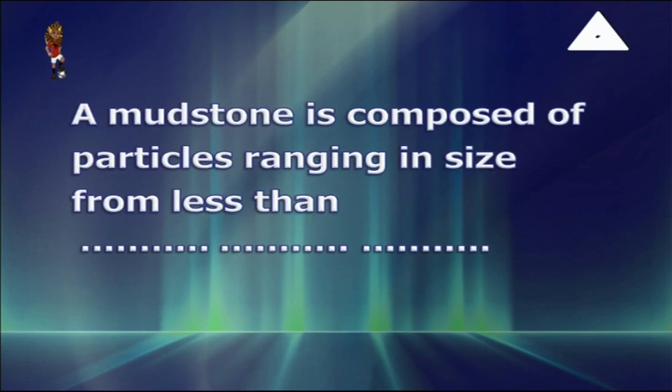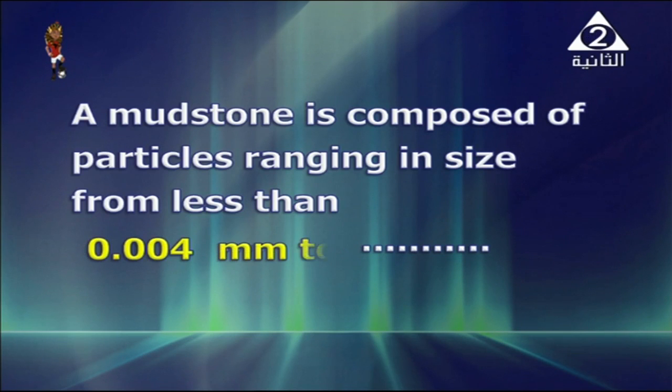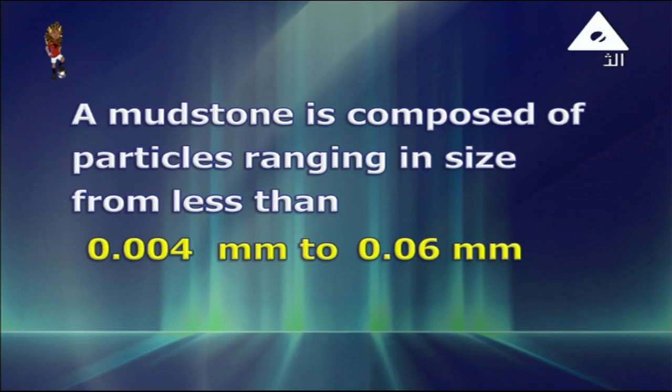A mudstone is composed of particles ranging in size from less than 0.004 millimeter to 0.06 millimeter. So this is mudstone. It is a mixture of silt and clay size.